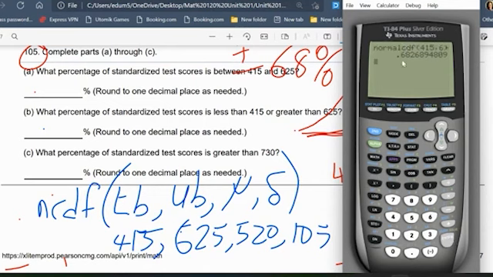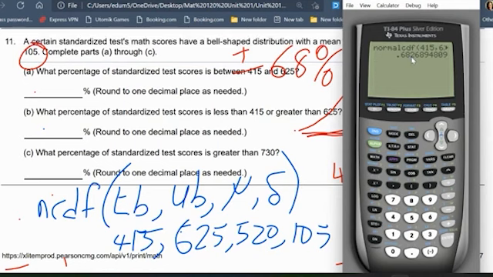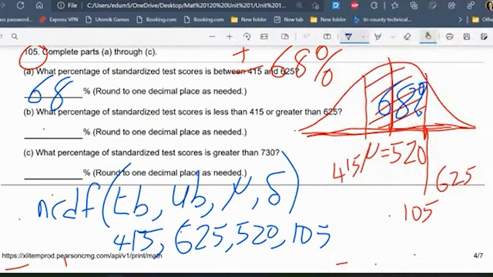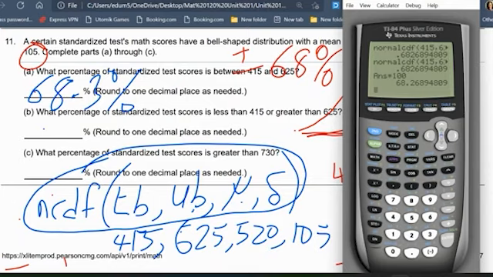if I multiply this number by 100, because the question says what percentage, I'll get approximately 68. Rounded to 1 decimal point, it's going to be 68.3%. So, according to the empirical rule, it is still approximately 68%. That's question A.